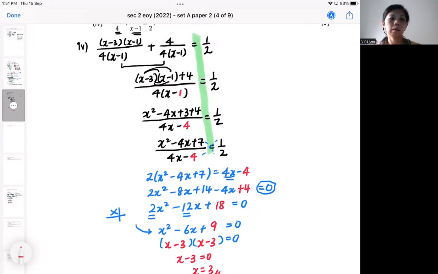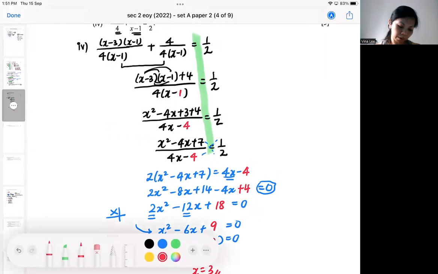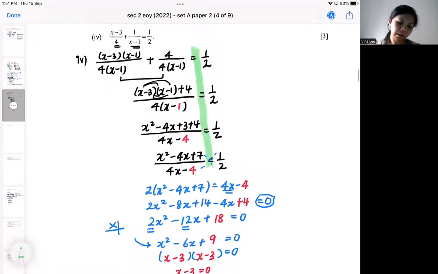So there should be a flow in your working, line 1 flows to line 2. How do you flow? For example, in this situation, from this line to this, I make the same denominator. Here, I got it as a single fraction. Here, I expand, I simplify, and then eventually I get to cross multiply.